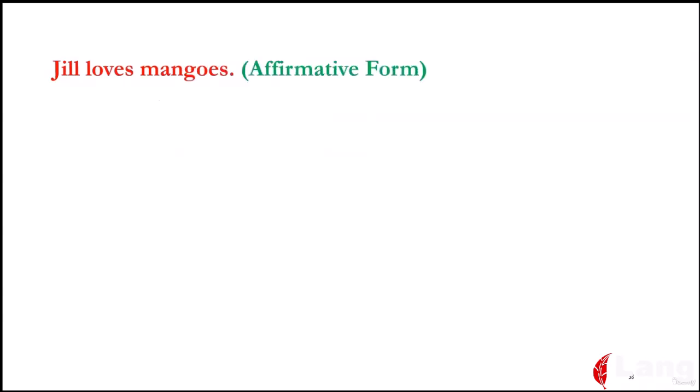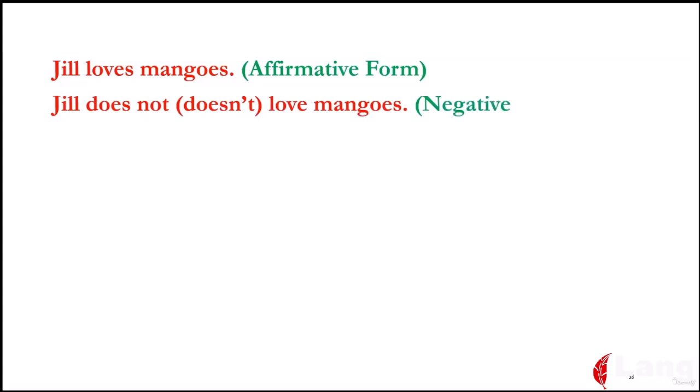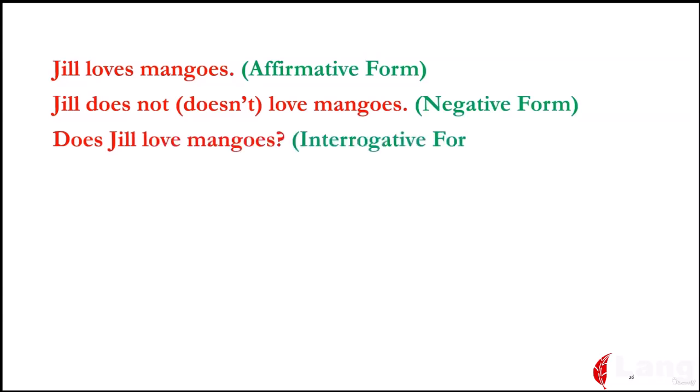Now consider this example. Jill loves mangoes. This is the affirmative form. The negative form is Jill does not love mangoes. You can also use doesn't instead of does not. The interrogative form is does Jill love mangoes?